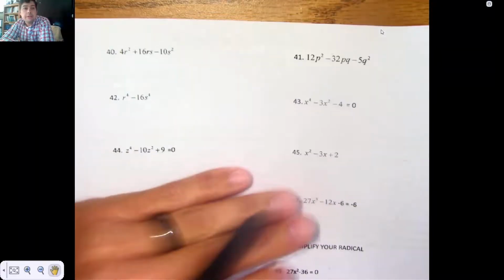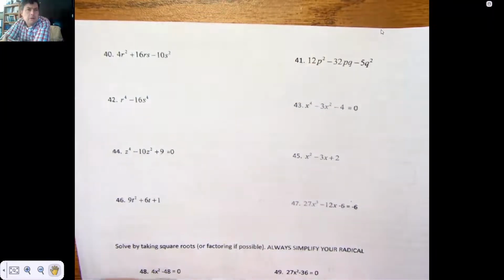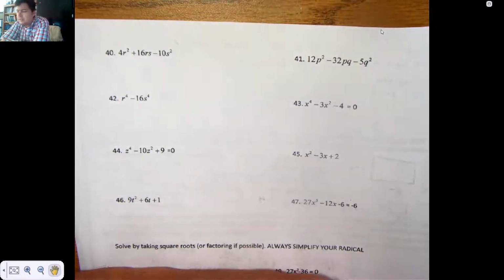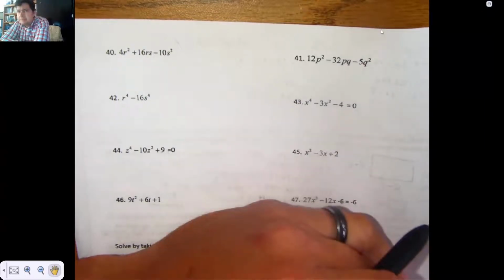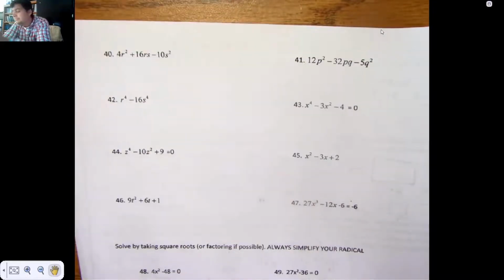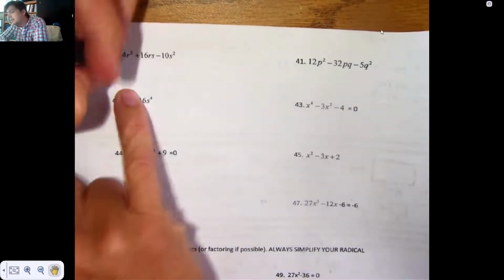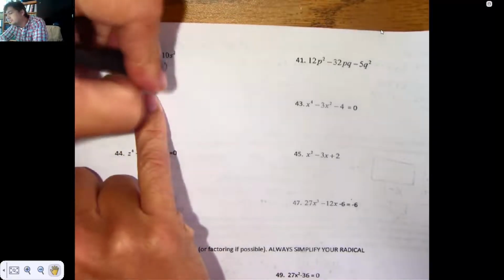So we're still in the factoring stages. We're supposed to factor 4r squared plus 16rs minus 10s squared. Now this one's got two variables in it. It doesn't have equality because you cannot solve for two variables with one equation. It takes two equations. But anyways, I don't think it'll be too bad.